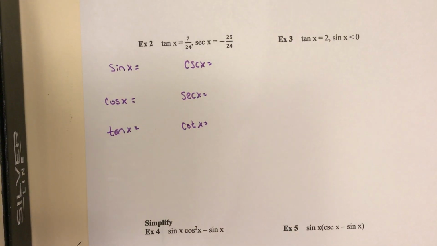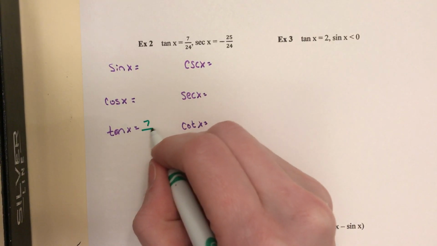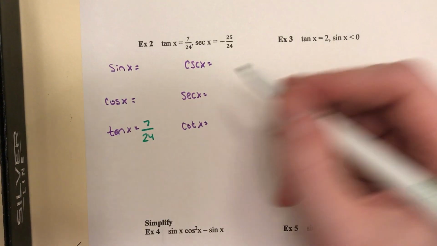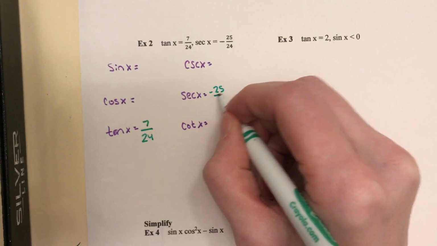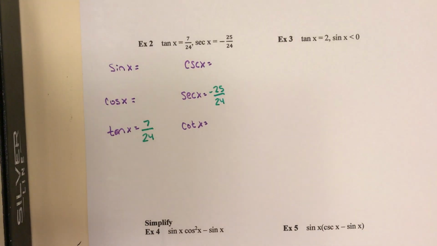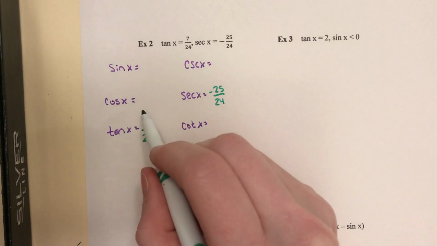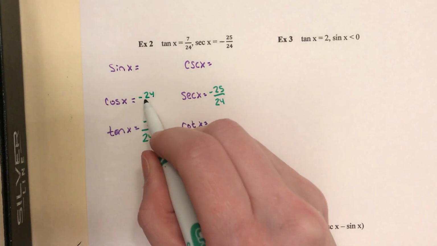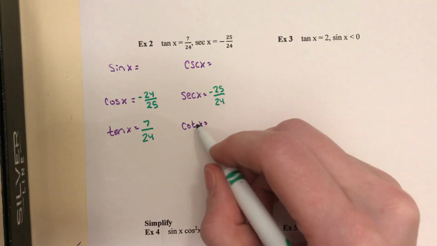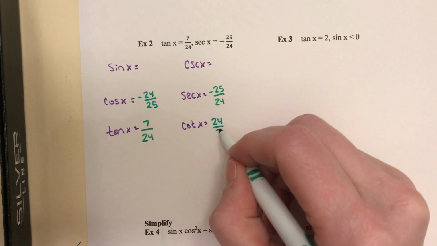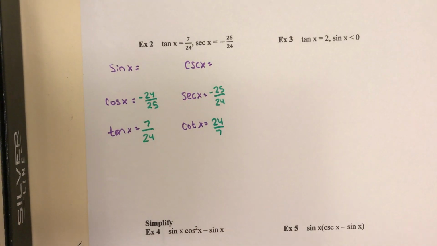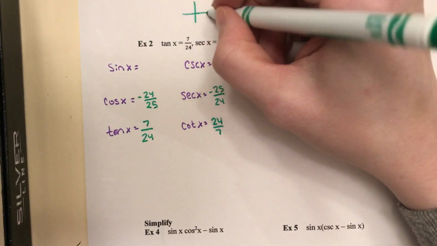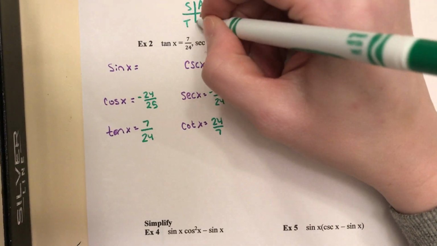Okay, so I know tangent is 7 over 24. I know secant is negative 25 over 24. So right away I can get my reciprocals. Cosine would be negative 24 over 25. Cotangent would be 24 over 7. So the quadrant we'd be working in, all students take calculus.